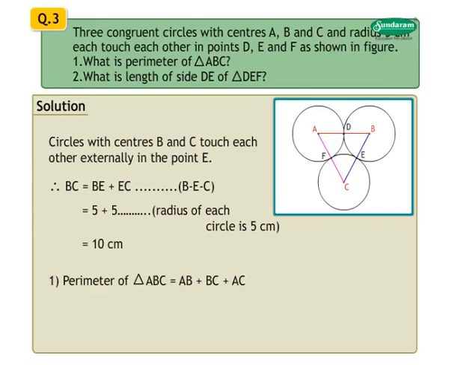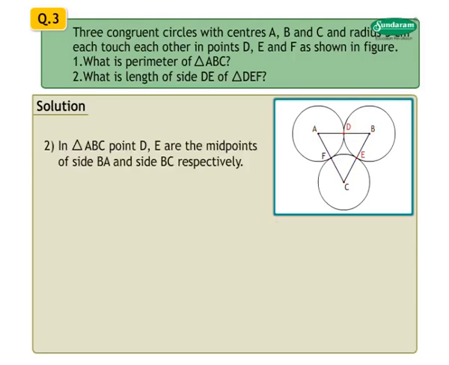Therefore, number 1, the perimeter of triangle ABC = AB + BC + AC = 10 + 10 + 10 = 30 centimeters.